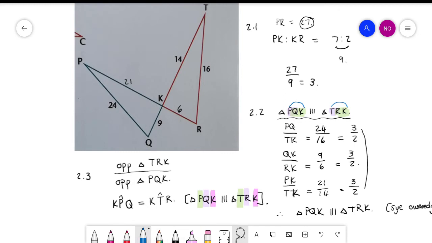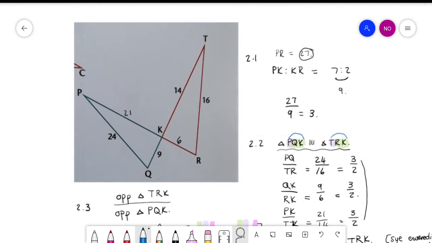Let's just mark the triangles. TRK. And angle PQK. Okay, so do you agree that I used these two angles equal to one another?